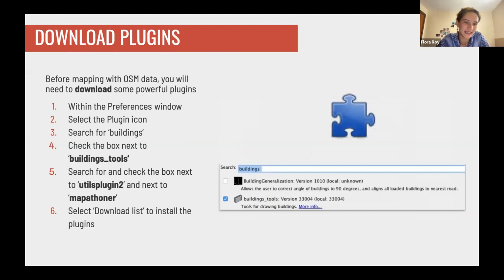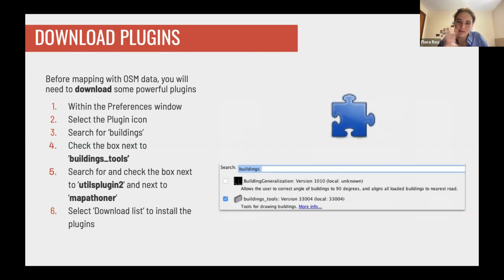So the last step is downloading plugins, and then you will be ready to use JOSM. The last step is to download plugins, which really is one of JOSM's best features, the fact that you can download these plugins. So within the preferences window, you will want to click on the plugin icon, which looks like this blue puzzle piece on the right.